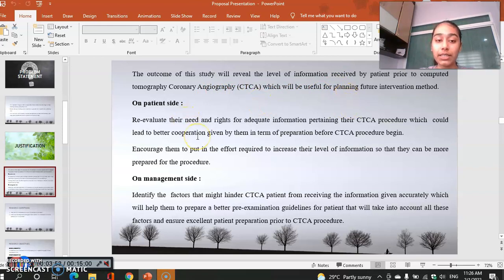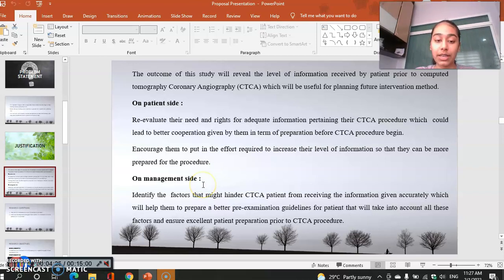For the patient side, it will help to re-evaluate their need and rights for adequate information pertaining to their CTCA procedure, which could lead to better cooperation from them. They'll cooperate more in terms of preparation before the CTCA procedure begins. Also, through this research, you encourage them to put in the effort required to increase their level of information so that they can be more prepared for the procedure.